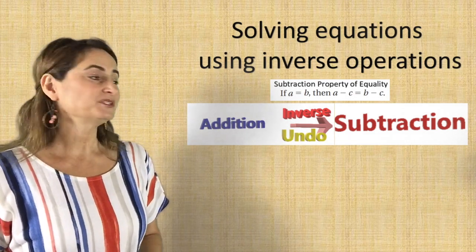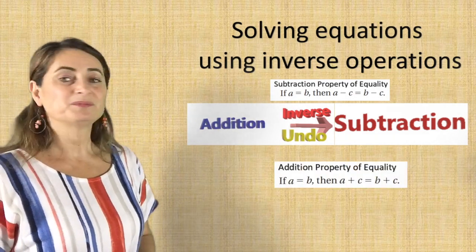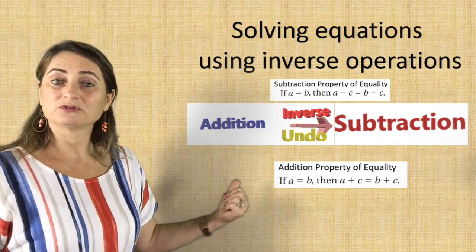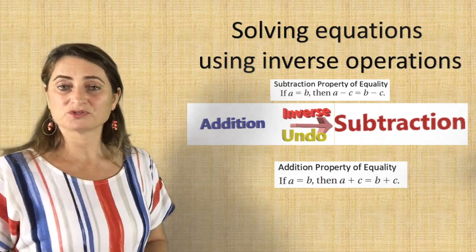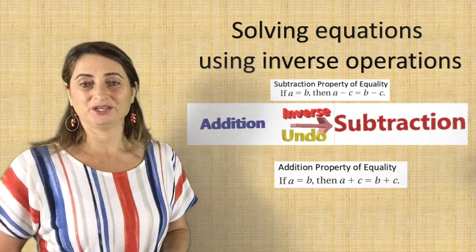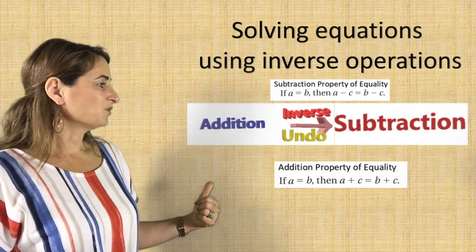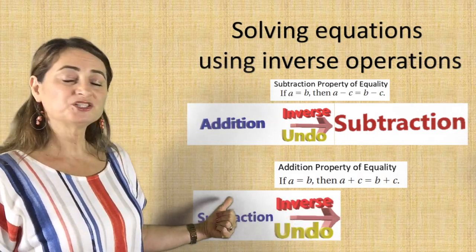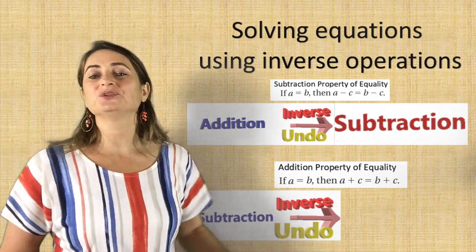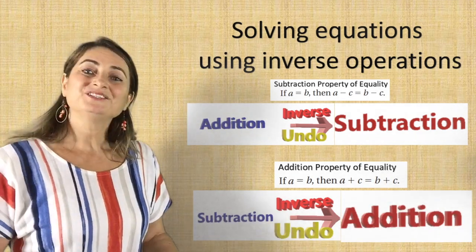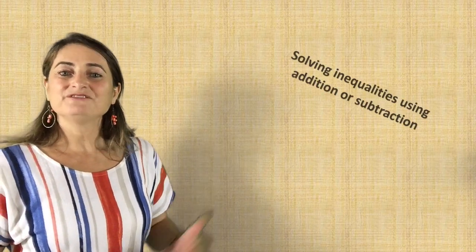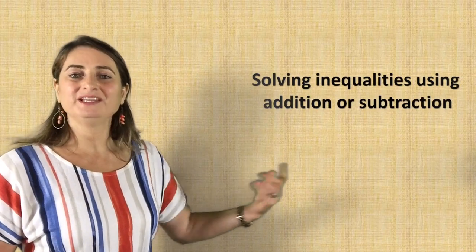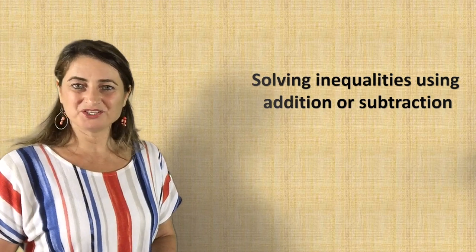The second property we already learned is the addition property of equality. If A equals B, then adding C to both sides will give you an equal equation. So the inverse operation of subtraction, or to undo subtraction, you use addition. In today's lesson, we will be learning about solving inequalities using inverse operations.